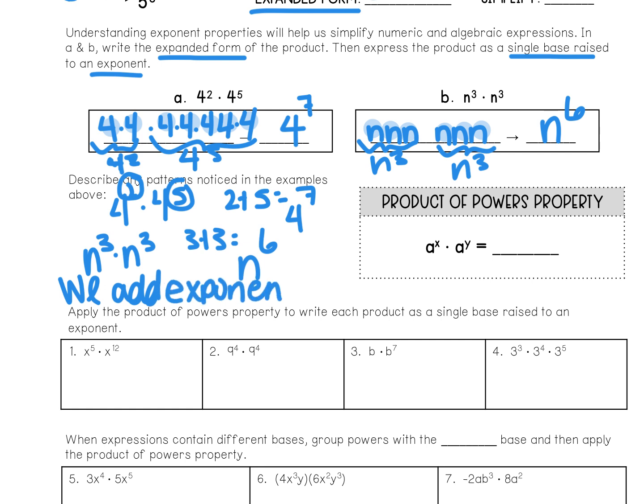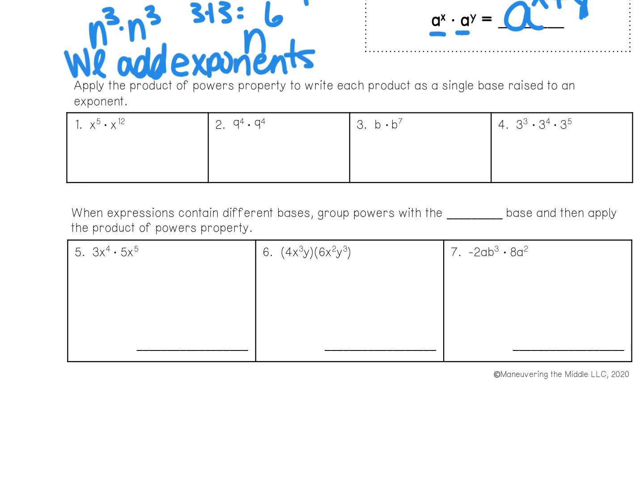Now that only works when that base number is the same number or letter. So the product of powers property says a to the x times a to the y, where these a's are our bases and they are the same, the base will stay the same. We're going to just add our exponents, and that big number will stay. So we can apply this.